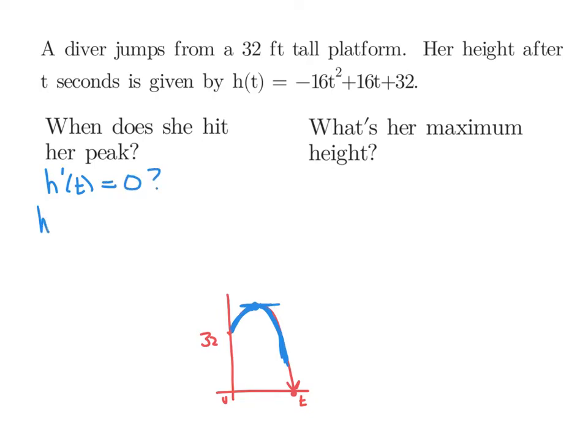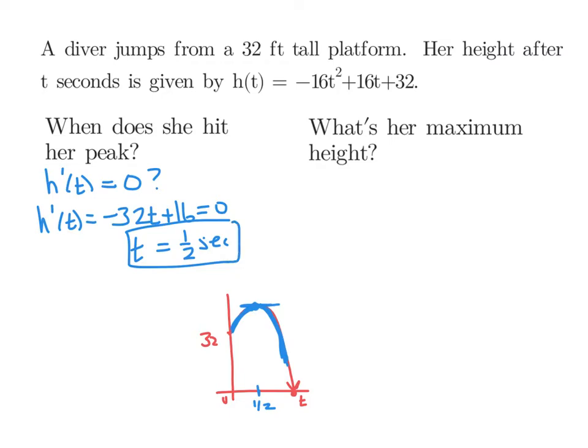So we find the derivative first. And we said the derivative function is -32t plus 16, and we're going to set that equals 0. Quickly subtracting 16 and dividing by -32 leaves us with t equals 1/2, which means that peak is going to happen at 1/2 of a second. One-half second after she starts her dive.